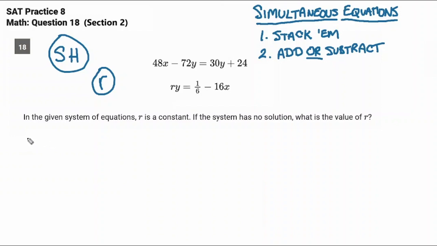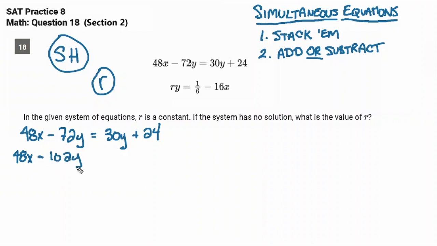So let's make sure we can do that. Write down the first equation. And then in SAT land, and I think in any math, you need to have your letters on one side of the equal sign. So let's make that happen. 48x minus 72y, we're going to move the 30y across the equal sign. It's going to become negative. Don't be ashamed to use your calculator. It's negative 102y equals 24.